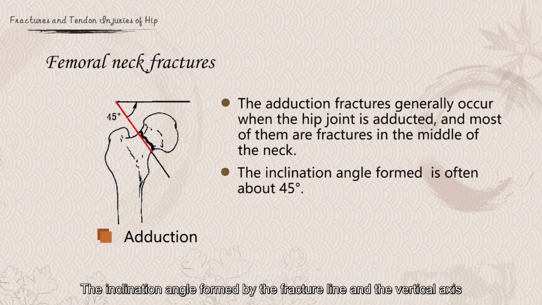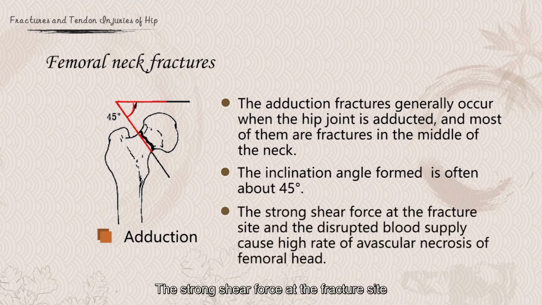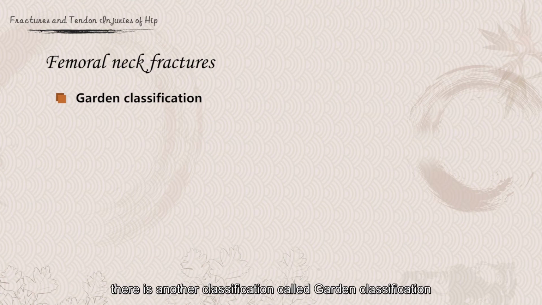The inclination angle formed by the fracture line and the vertical axis of the femoral shaft is often about 45 degrees. The strong shear force at the fracture site and the disrupted blood supply cause a high rate of avascular necrosis of the femoral head. Clinically, adduction fractures are more common, while abduction fractures are rare. In addition, there is another classification called the Garden classification, based on the degree of fracture displacement. It is commonly used by scholars both domestically and overseas.